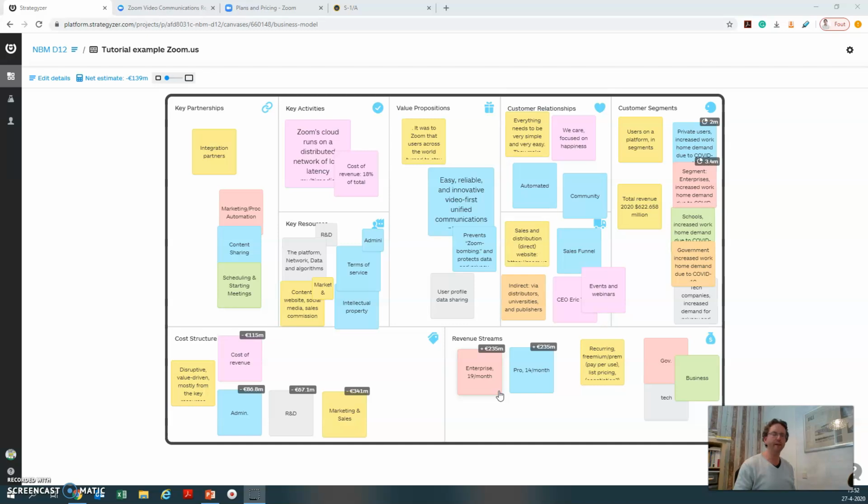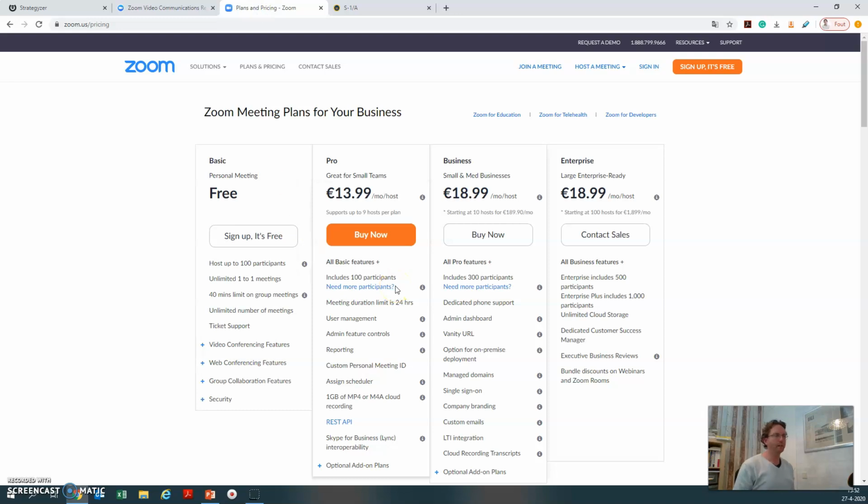Now, how did I find that information that is important for the revenue stream building block? First of all, I went to Zoom's website and looked for the pricing plan overview. Sometimes this is also called costs, but make no mistake, in the business model canvas, costs are part of the cost structure, and pricing schemes are part of the revenue streams.